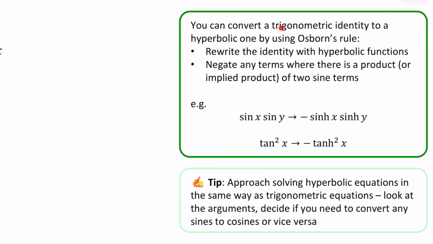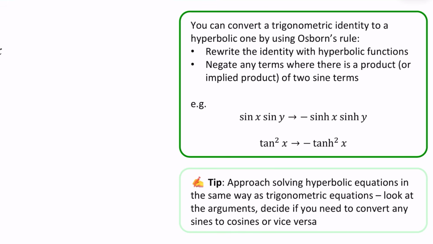So you can convert any trigonometric identity to a hyperbolic one by using Osborn's rule. All you do is rewrite the identity you would typically use with hyperbolic functions instead of trigonometric ones, and you negate any terms where there is a product or an implied product of two sine terms. For example, if in our normal identity we had sine x sine y, when we converted it into a hyperbolic one, we would have negative sinh x sinh y. We've converted them to hyperbolics, and we've negated it.